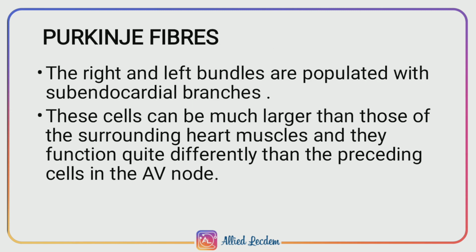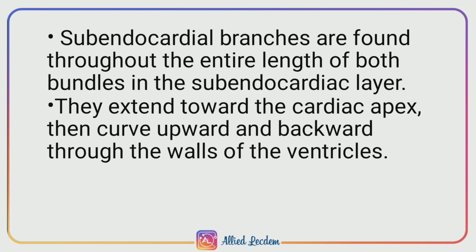Purkinje fibers. The right and the left bundles are populated with subendocardial branches. These cells can be much larger than those of the surrounding heart muscles, and they function quite differently than the preceding cells of the AV node. Subendocardial branches are found throughout the entire length of both bundles in the subendocardiac layer. They extend towards the cardiac apex, then curve upward and backward through the walls of the ventricles.